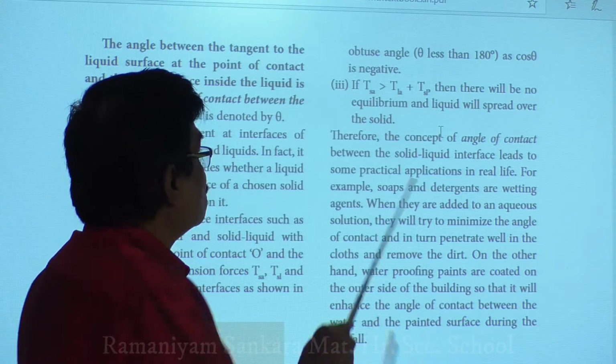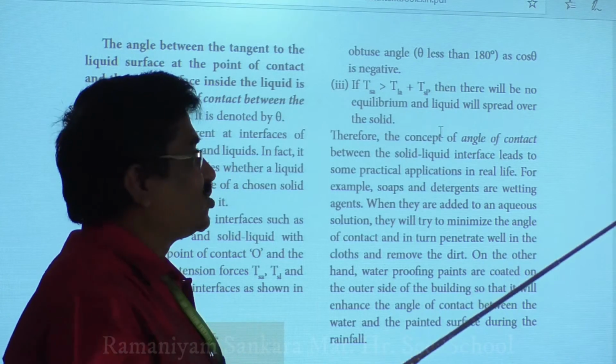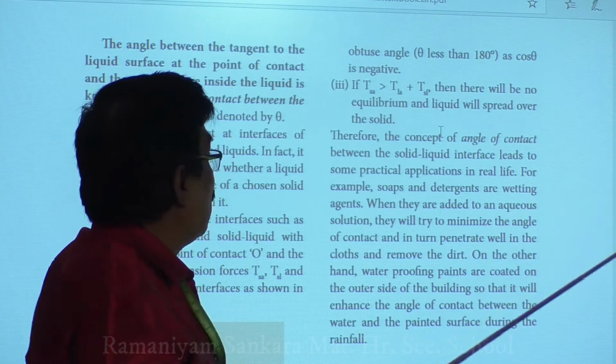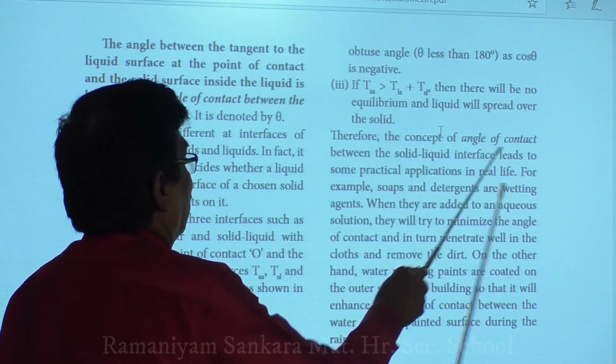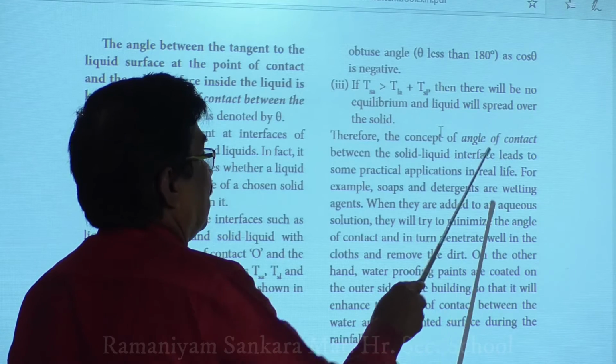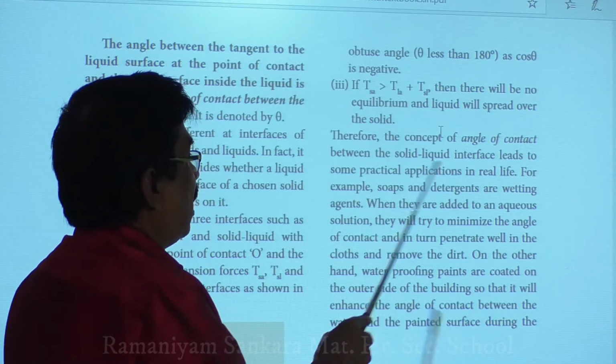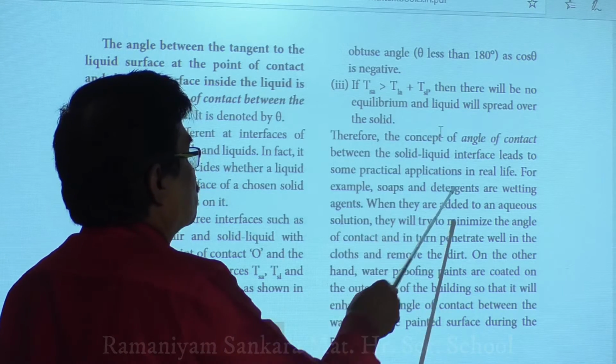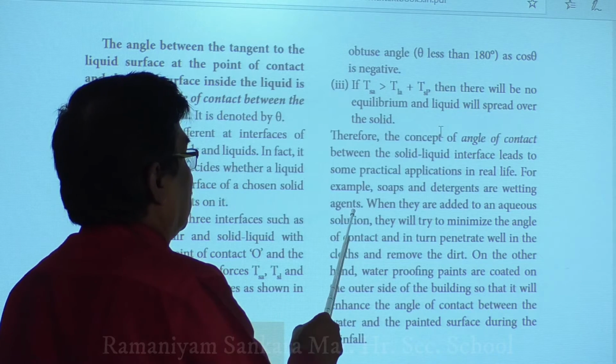Okay, it will be solid. It will be a flat surface. No upper meniscus, no lower meniscus. Therefore, the concept of angle of contact between the solid-liquid surface leads to some practical applications in real life. In real life, we can use it, for example, in soaps and detergents or wetting agents.